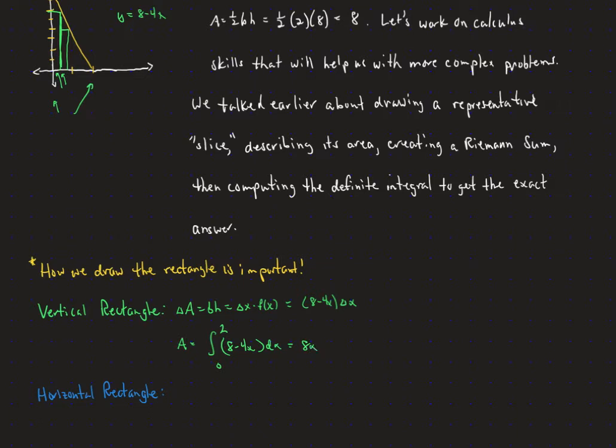We know how to do this. It's going to be 8x. That's going to be 4 times x squared over 2, which will be a minus 2x squared. And we're going to go from 0 to 2. So the 8 times 2 minus the 2 times 2 squared, and minus zeros, is going to be 16 minus 2 times 2 is 4, times another 2 is 8. And we get that same thing. That's good news.